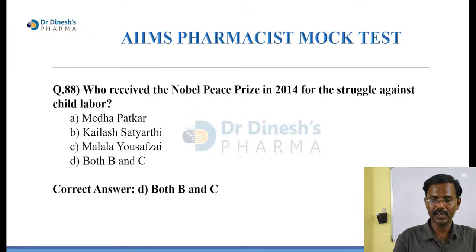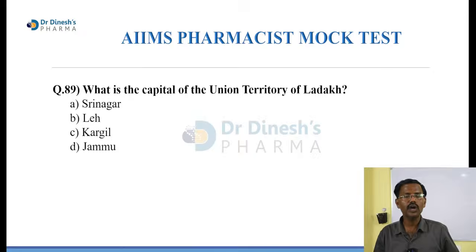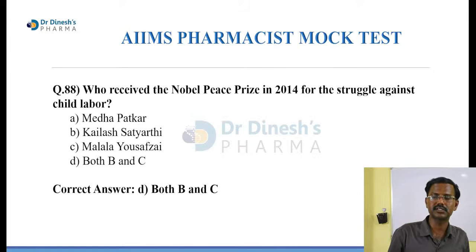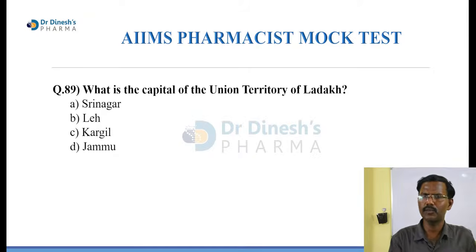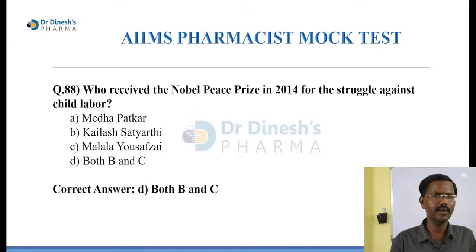So the girl from Pakistan is Malala, and from India Kailash Satyarthi, they got the Nobel Prize for the first time in peace, right? For child labor. This you remember, very important. After that we got prizes in Physics and others, but not in Peace.